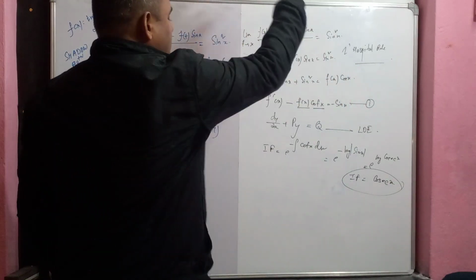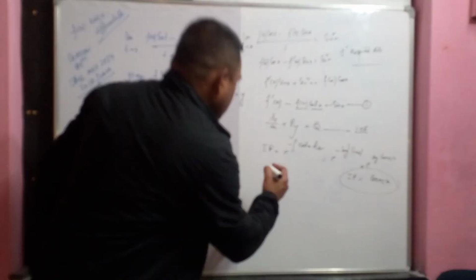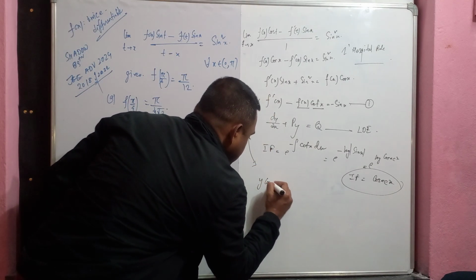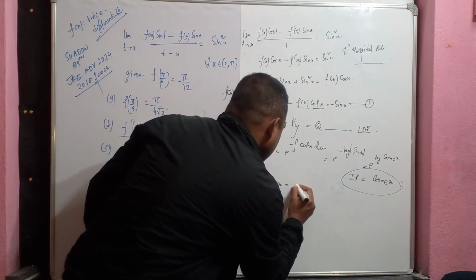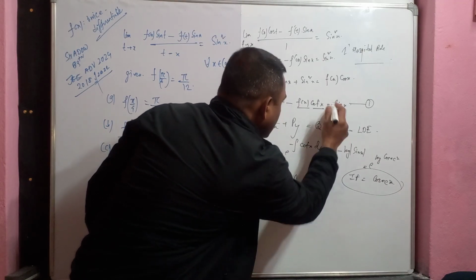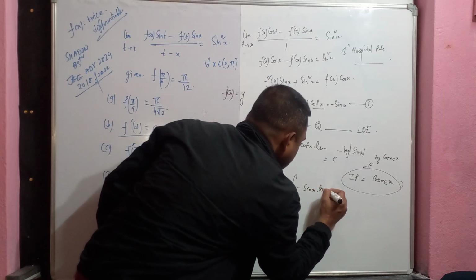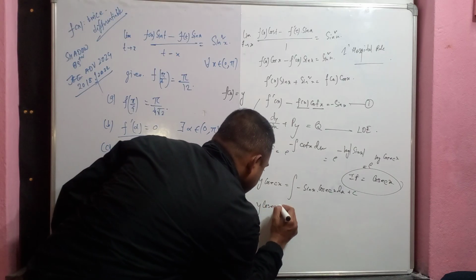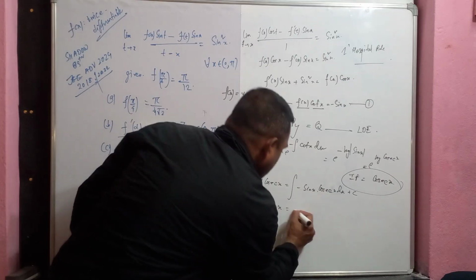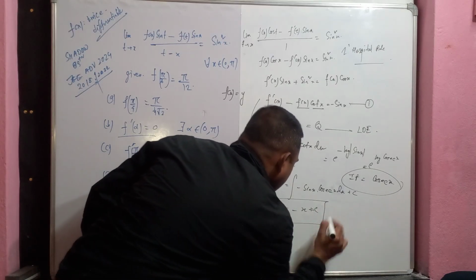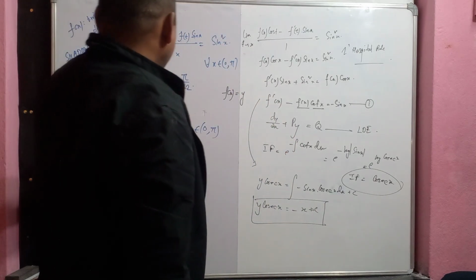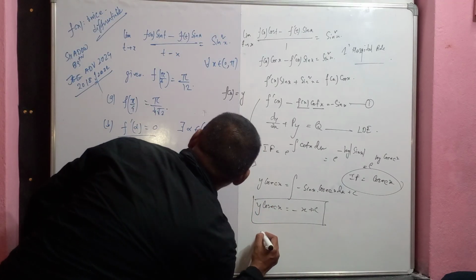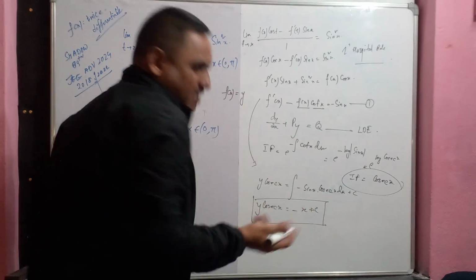Now multiply the entire equation by it. The solution becomes y, or f(x) cosec x, equals integral of Q, which is minus sin x, times the integrating factor cosec x dx, plus c. So y cosec x is equal to minus x plus c. This is our curve and it passes through x equal to π/6 and y equal to π/12.